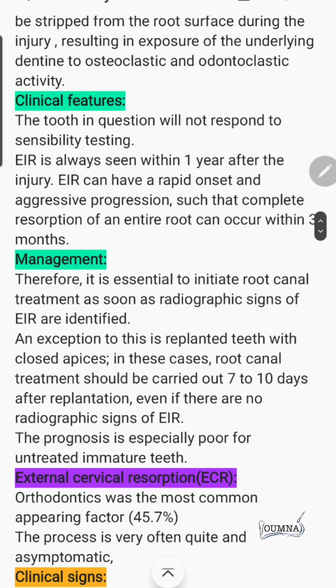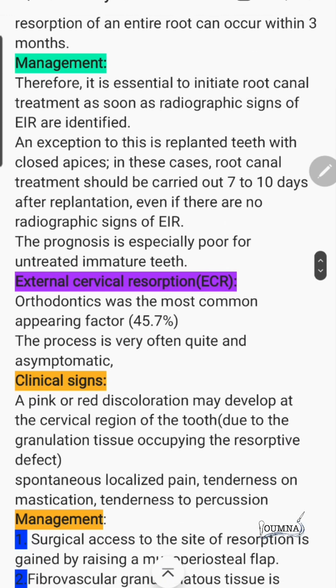The clinical features: the tooth in question will not respond to sensibility testing. EIR is always seen within 1 year after the injury. EIR can have a rapid onset and aggressive progression such that complete resorption of an entire root can occur within 3 months. The management: it is essential to initiate root canal treatment as soon as radiographic signs of EIR are identified.